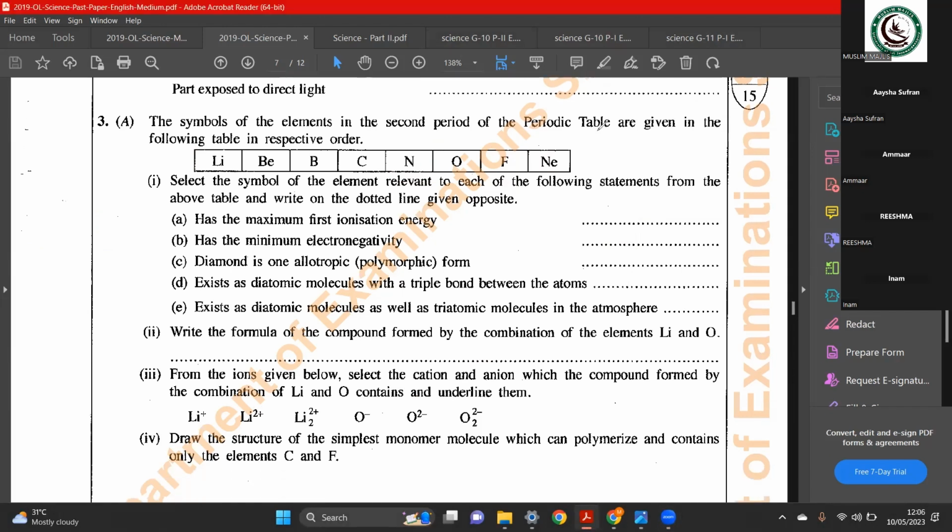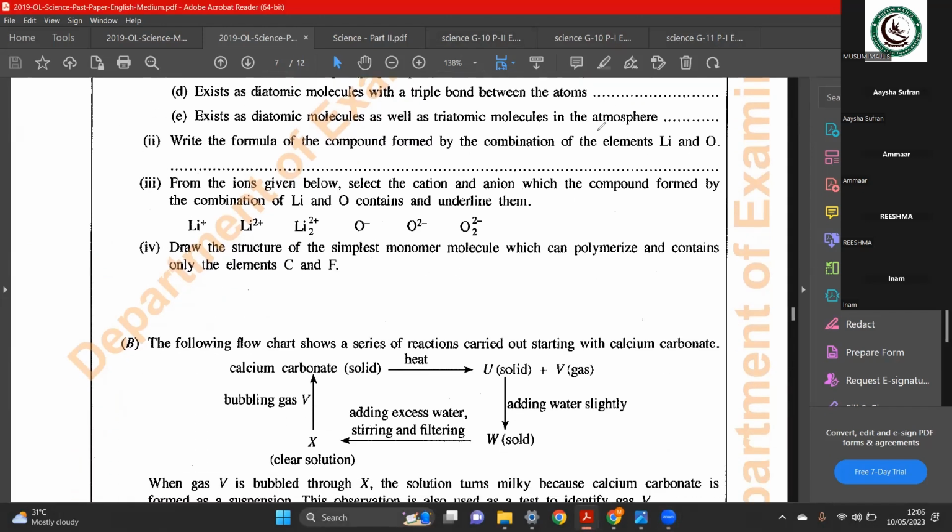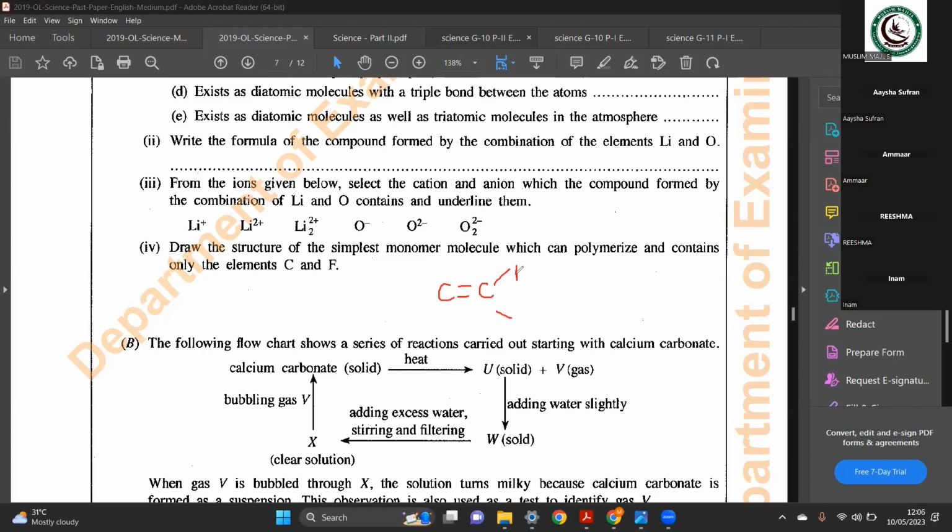Then draw the structure of the simplest monomer which can polymerize and contains only elements carbon and fluorine. That is, they're talking about Teflon here. This is your monomer. And when it starts to polymerize, we know this double bond is broken and you will have more and more carbons joining with it. So your monomer is what they're asking for. So you draw it.